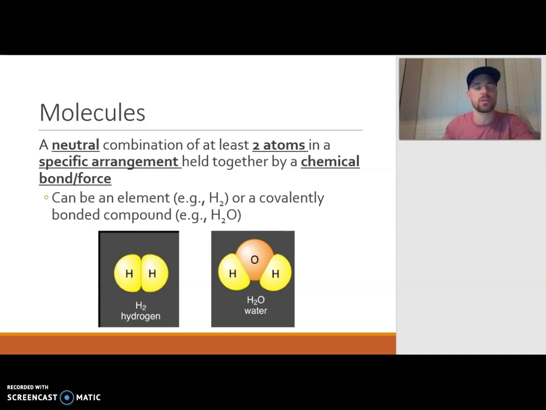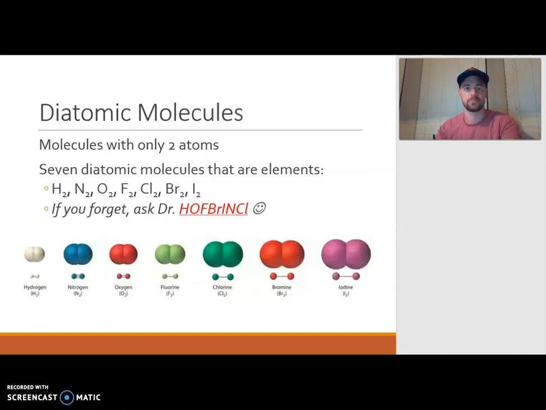And as a reminder, what is a molecule? It's just a neutral combination of at least 2 atoms in a specific arrangement that's held together by a chemical bond. Specifically, electrons are shared between atoms to hold them together. These molecules could be simply an element, such as the hydrogen molecule, where 2 hydrogens are bonded together. Or it could be covalently bonded between 2 different elements, such as water, oxygen being bonded to 2 hydrogens. The key thing to note is that covalent compounds can and do exist as individual molecules.